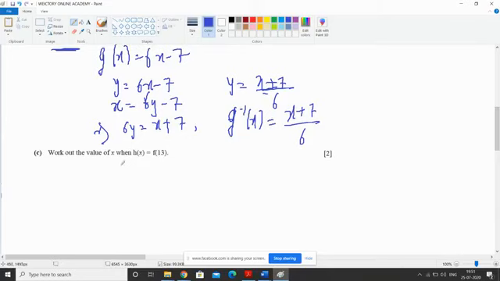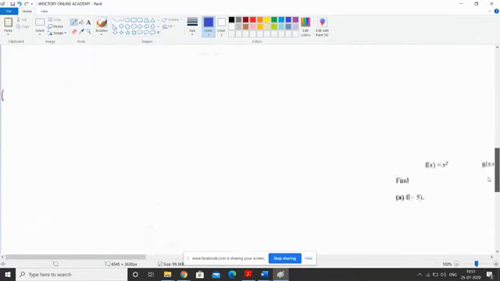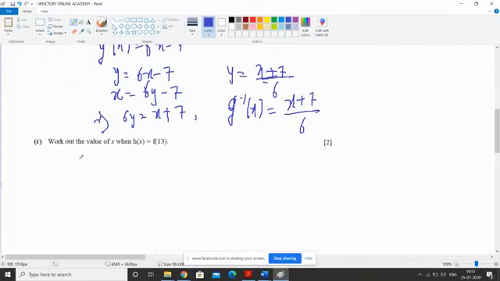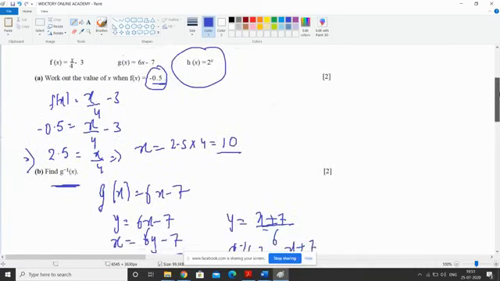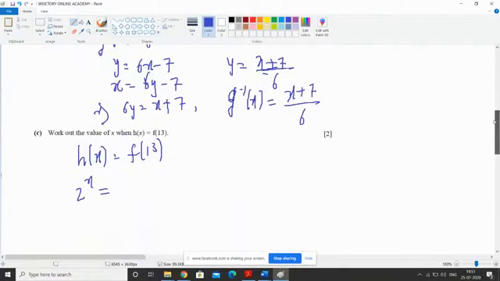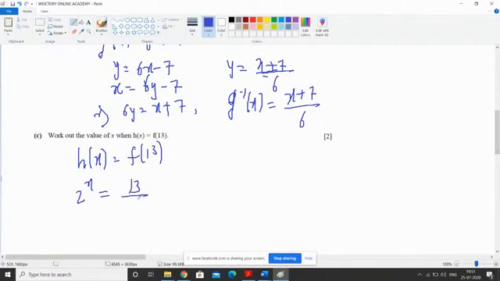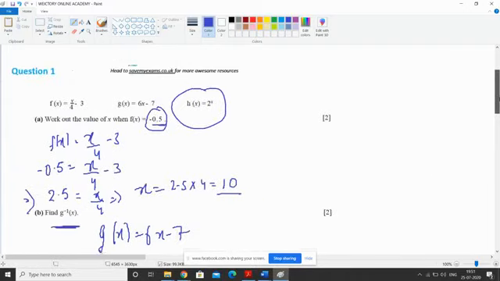Work out the value of x when h(x) is equal to f(13). Okay, so h(x) is 2 to the power x. h(x) is equal to f(13). So h(x) is 2 to the power x and f(13) is, let's see, 13 over 4 minus 3. Right?